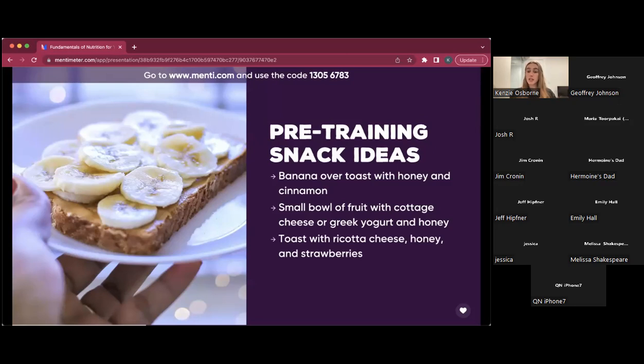Toast with ricotta cheese, honey, and strawberries would be another one. Any sort of fruit smoothie that's prepared with regular milk, again, not super high fat at this point. And then fruit skewers with a honey yogurt dip would be another idea there. So these are all things that you could have before training that are going to be higher in those quick carbohydrates. They're not going to take a long time for your body to digest, and you will have that excess burst of energy to be able to use in your training or in your game.